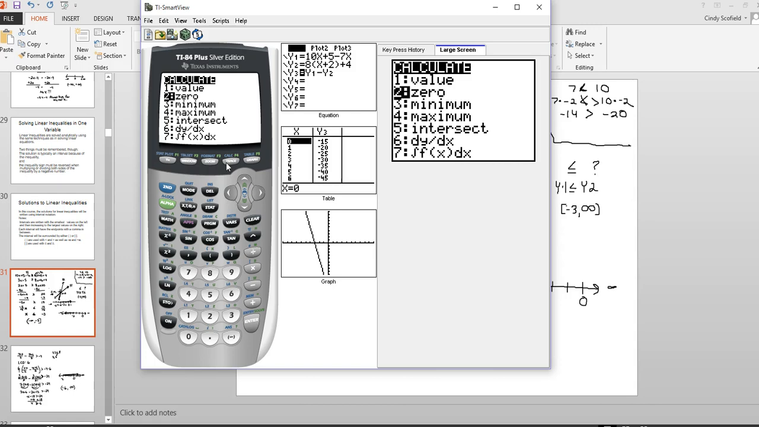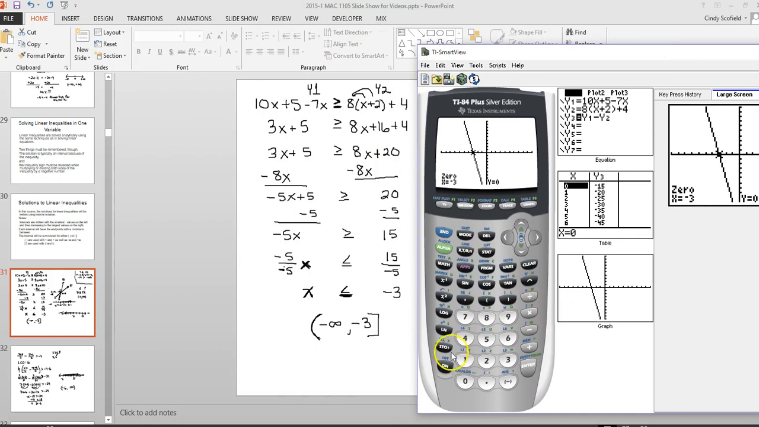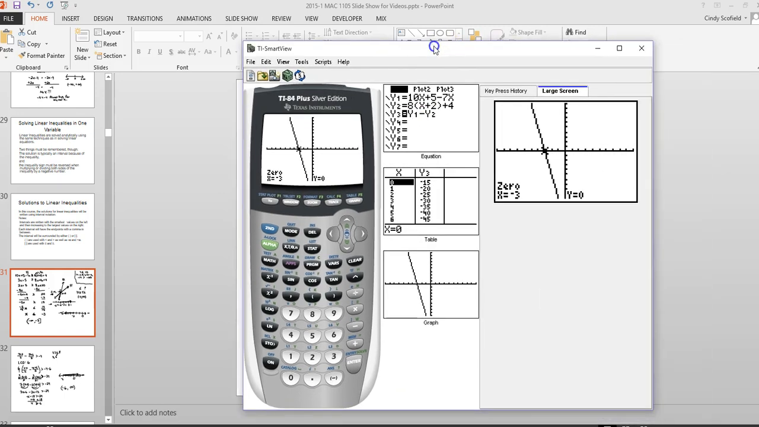The zero of a function will tell you where it crosses the x-axis. So left bound, I need to make sure my cursor is to the left of where the line crosses the x-axis. Then for right bound, I've got to make sure my cursor is to the right of where the line crosses the x-axis. And then just hit enter for guess. And there you go. There is the zero of the function. So it's telling me that the line crosses the axis at -3, which I totally expected because when I solved the inequality, I'd gotten x less than or equal to -3.